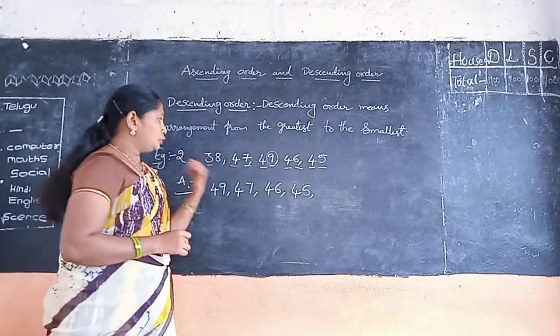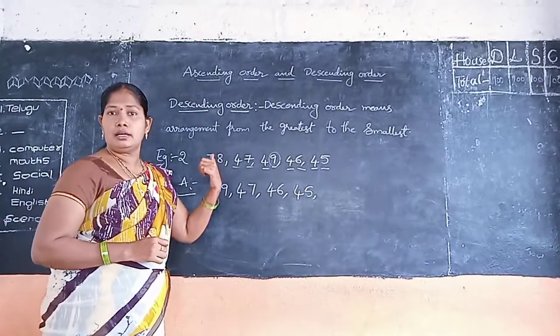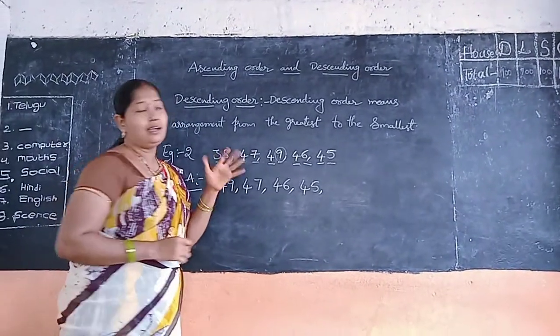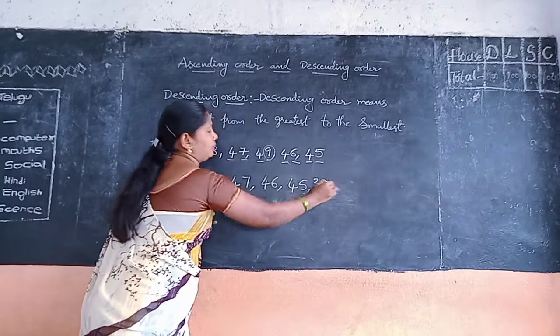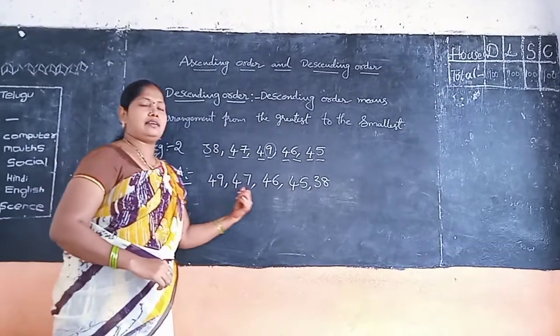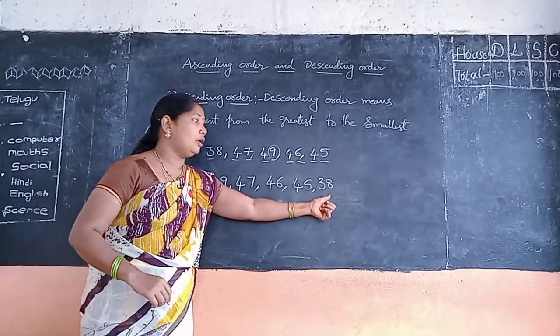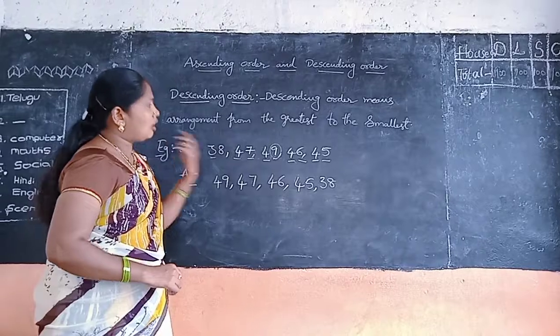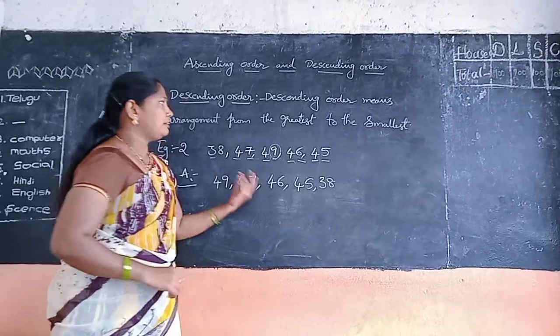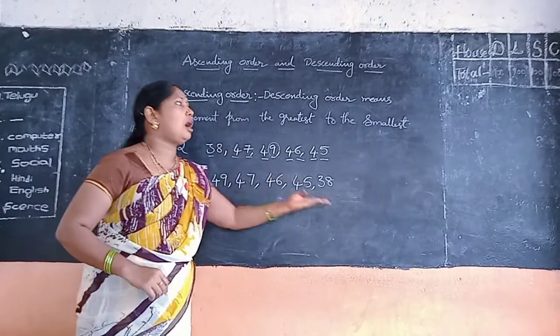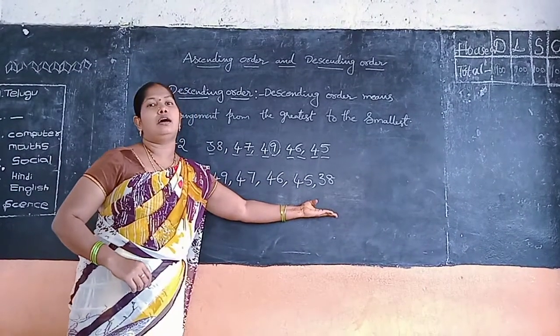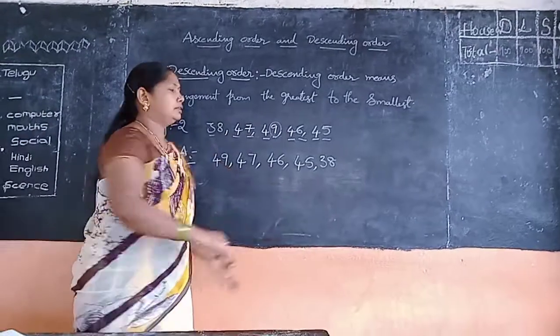Okay, the other number has 3 in the tens place value. This is the least one. 49, 47, 46, 45, 38. This is the descending order, the arrangement from the greatest number to the smallest number. Okay, students?